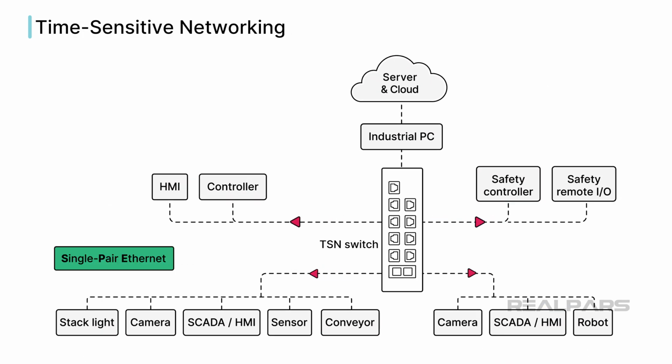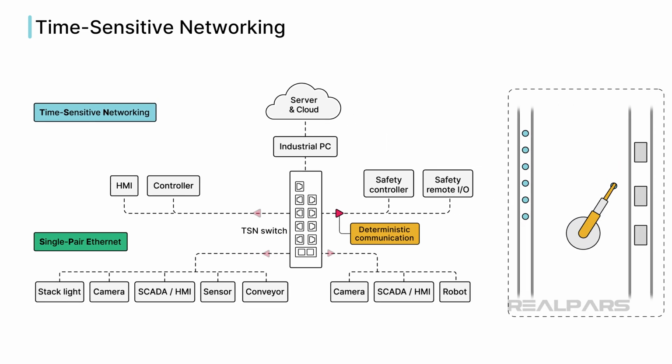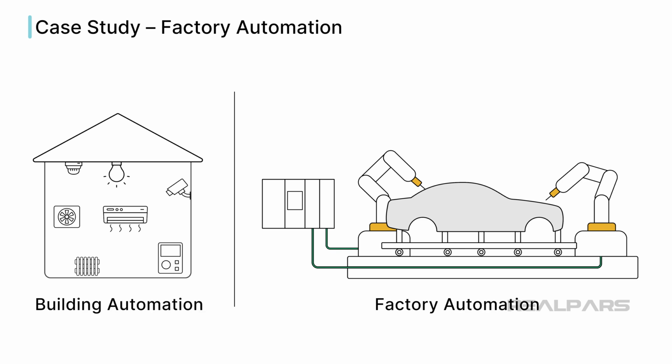SPE can be integrated with time-sensitive networking, or TSN. TSN ensures that each piece of data sent is delivered to its destination. This is called deterministic communication. Data determinism is valuable for high-speed critical automation systems, such as robots. Now, I will take a look at two real-world applications.